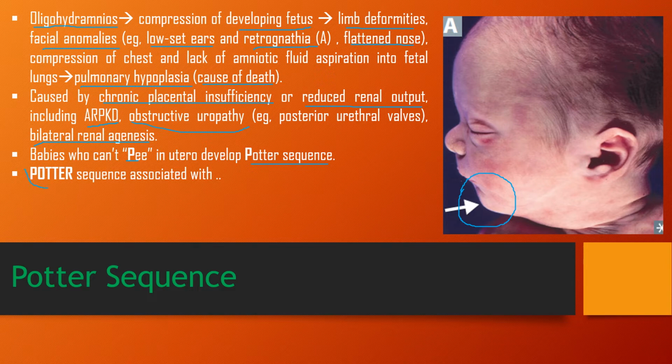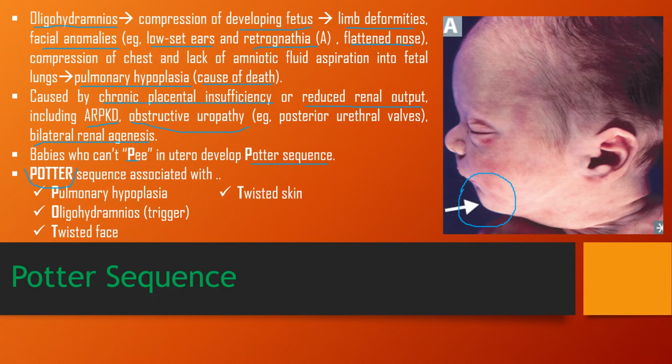Potter itself is a mnemonic for the criteria associated with the Potter sequence: P for pulmonary hypoplasia, O for oligohydramnios, which is the very important trigger for the Potter sequence, T for twisted face, second T for twisted skin, E for extremity defects, and R for renal failure in utero. That's all about the Potter sequence.